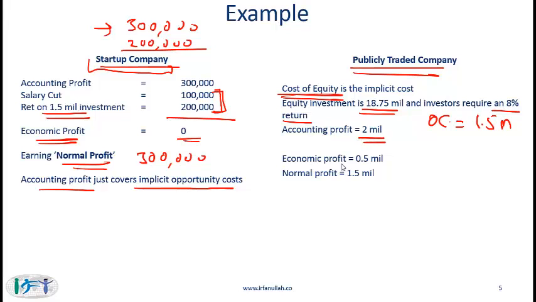The economic profit is 0.5 million, because if we take the 2 million accounting profit, subtract the opportunity cost, we will get an economic profit of 0.5 million. The normal profit, which is the profit needed to cover the opportunity cost, is 1.5 million. So notice that numerically the normal profit is equal to the opportunity cost.